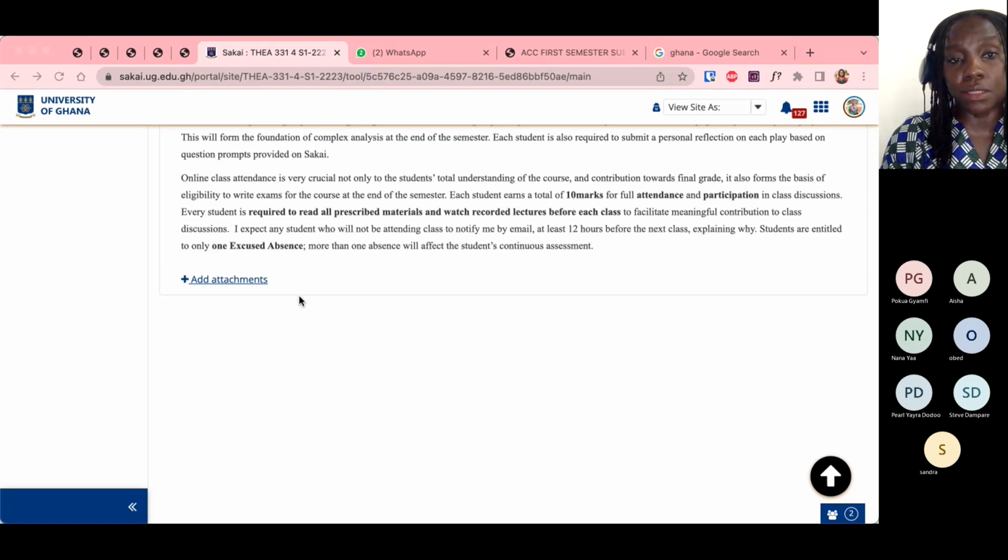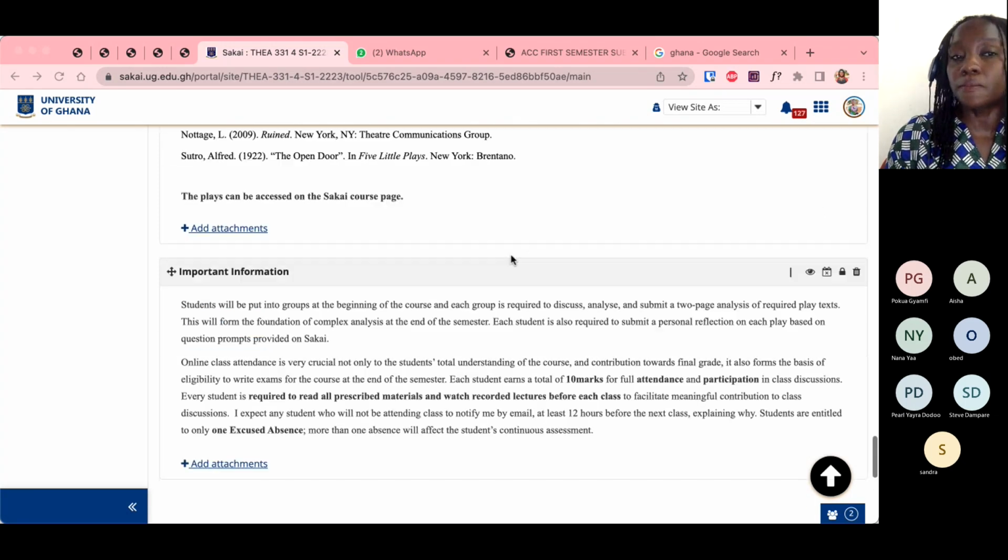Every student is required to read all prescribed materials and watch recorded lectures before each class to facilitate meaningful contribution to class discussions. I expect any students who will not be attending class to notify me by email at least 12 hours before the next class, explaining why. Students are entitled to only one excused absence. More than that, absence will affect the student's continuous assessment.